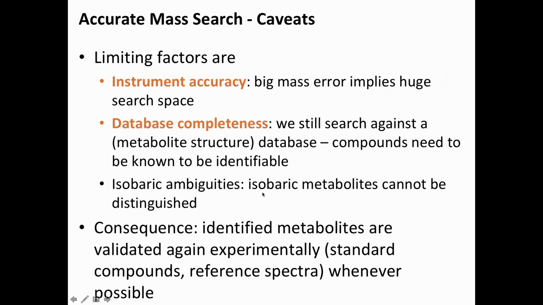Okay. There are some caveats with accurate mass search. Limiting factors are, of course, instrument accuracy. Big mass error implies huge search space, so if you don't get that exactly, then you're in trouble. And that means you need to have a good idea of how accurate you really are. One way to do that is if you have known compounds in your data set, then you can determine the errors that you see. You can also look at things like the distribution of all these metabolites that you identified through library search.